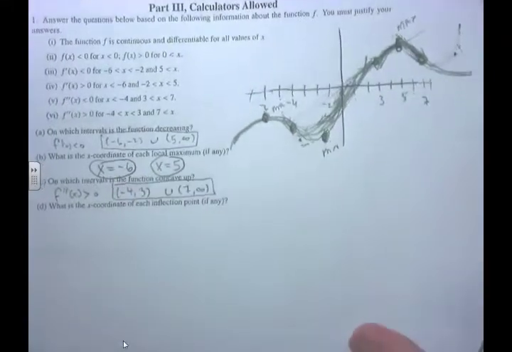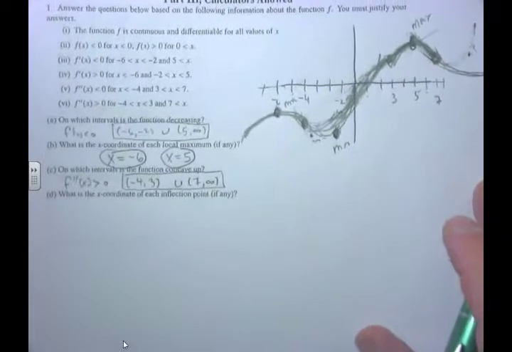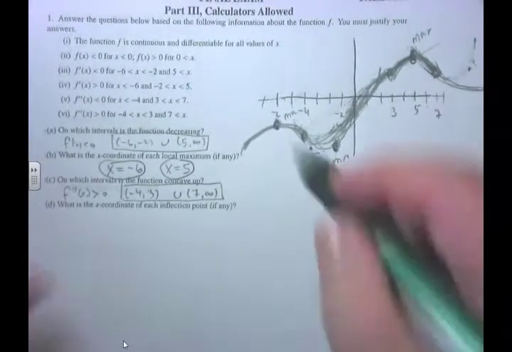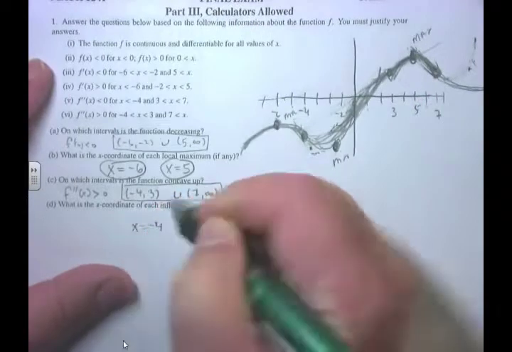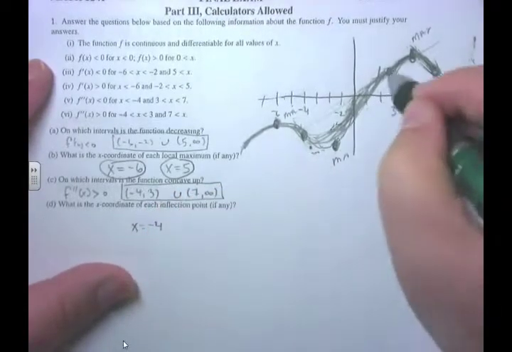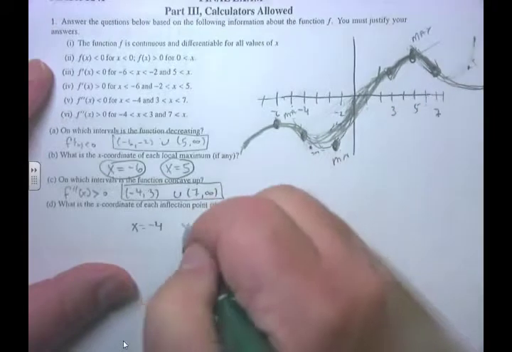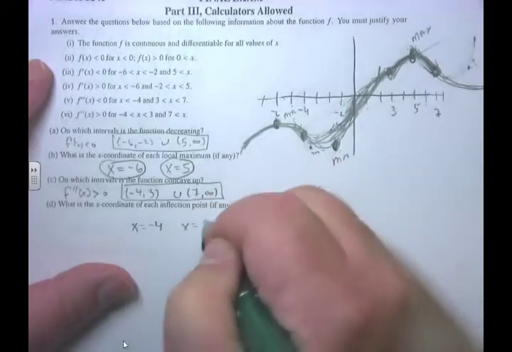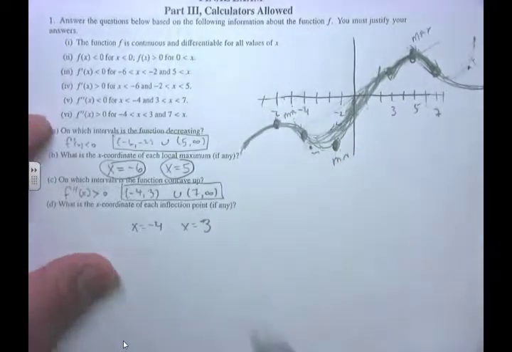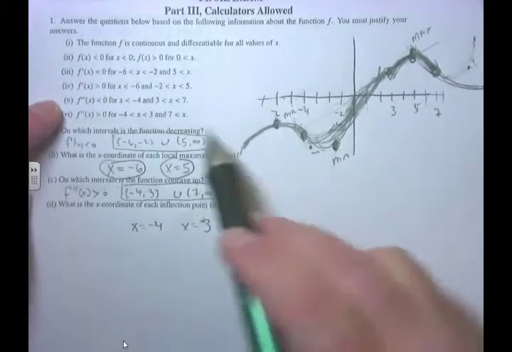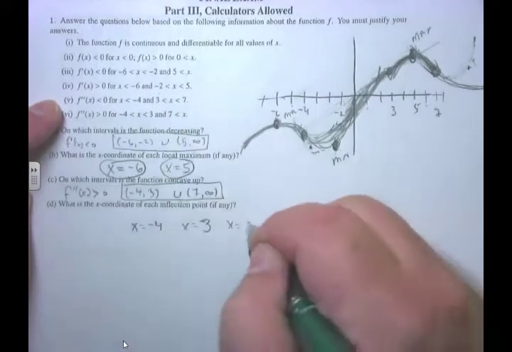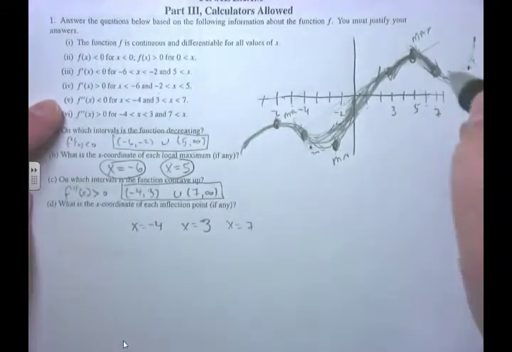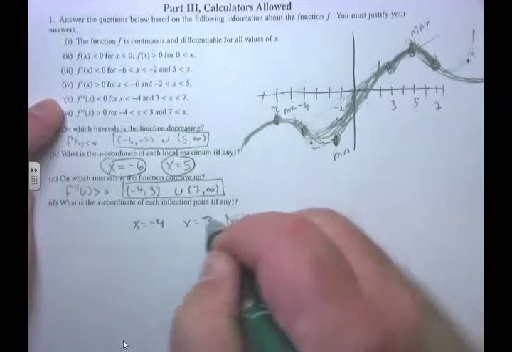And then what is the x-coordinate of the inflection points? Where did I change concavity? -4. And where else? This was concave up to concave down. Where else? 3. And where's there another one? Where am I changing concavity? Negative 4, 3, and you got it. X equals 7. Over here, 7. I went from concave down to concave up. 3 points.